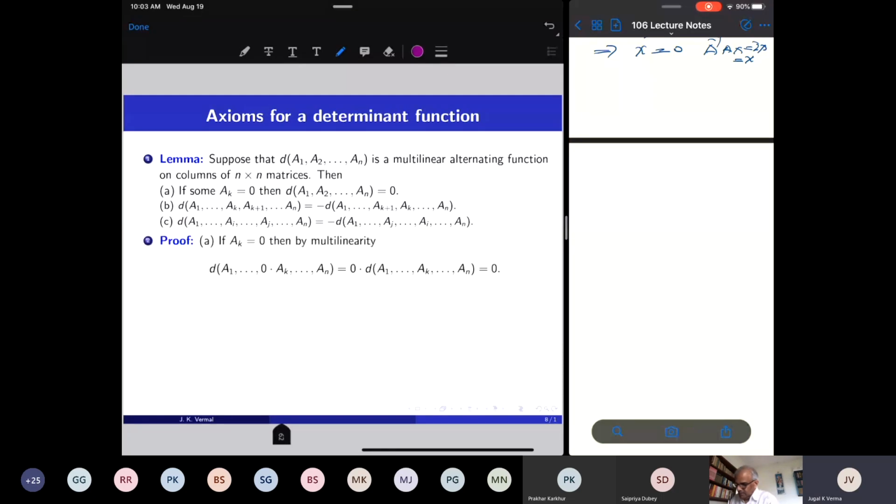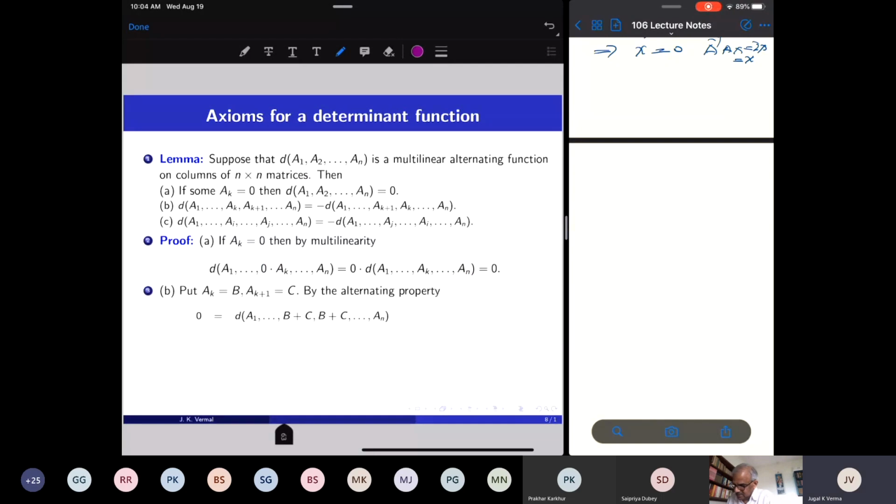Proof. Suppose a column vector of A is 0. Then the 0 vector can be written as 0 times Ak. But multilinearity says that this scalar 0 comes out. So 0 times this has to be equal to 0. Therefore, multilinearity implies part A of the lemma: as soon as some column vector of a matrix is 0, then D of that matrix is 0. We only use the multilinear property.